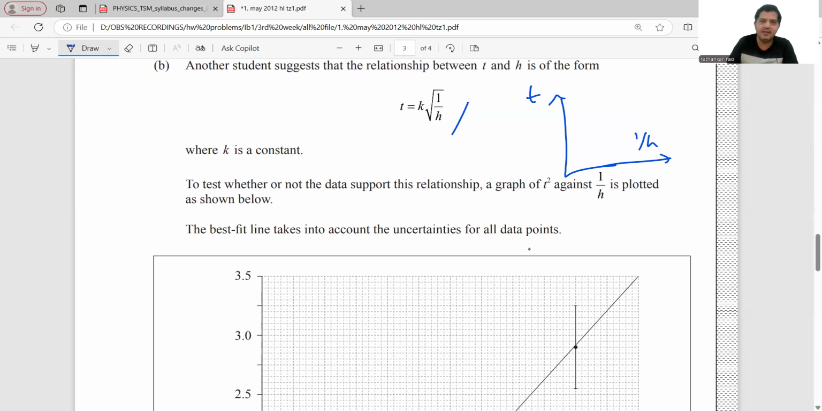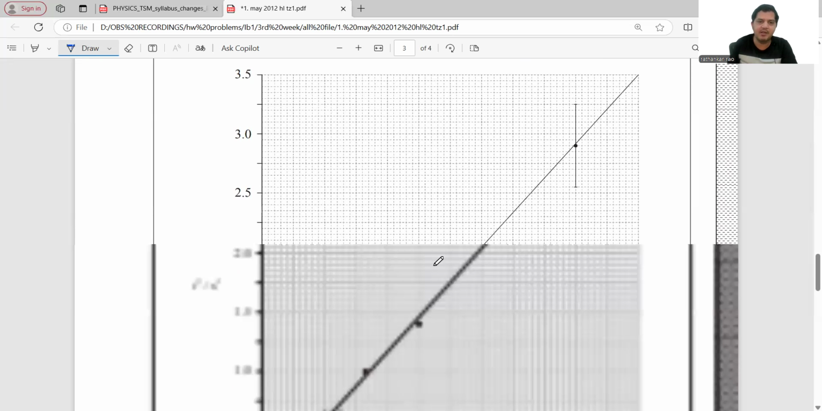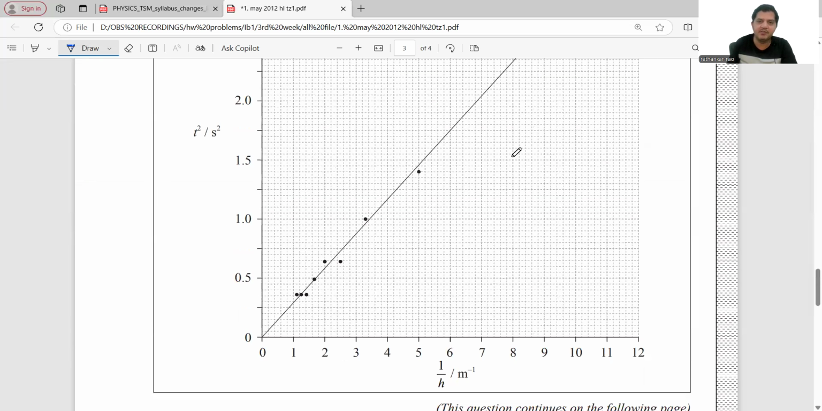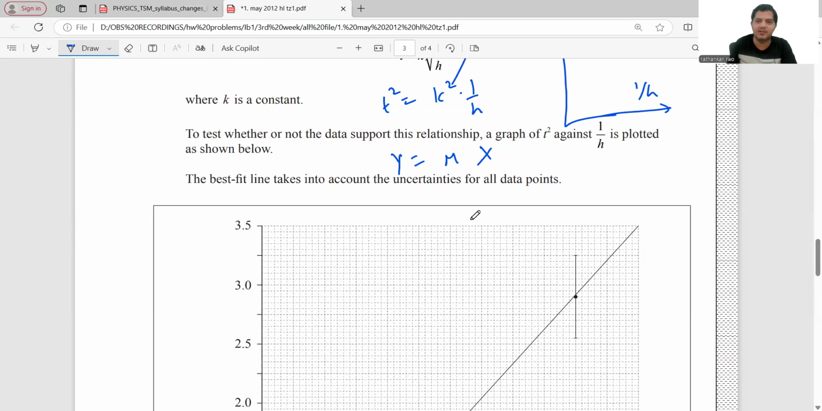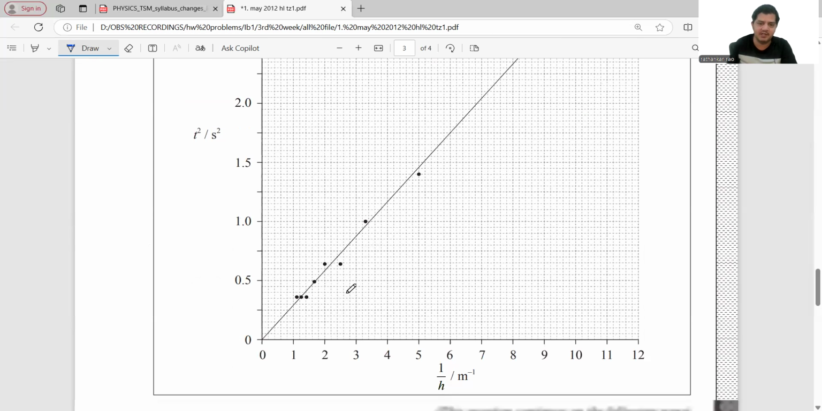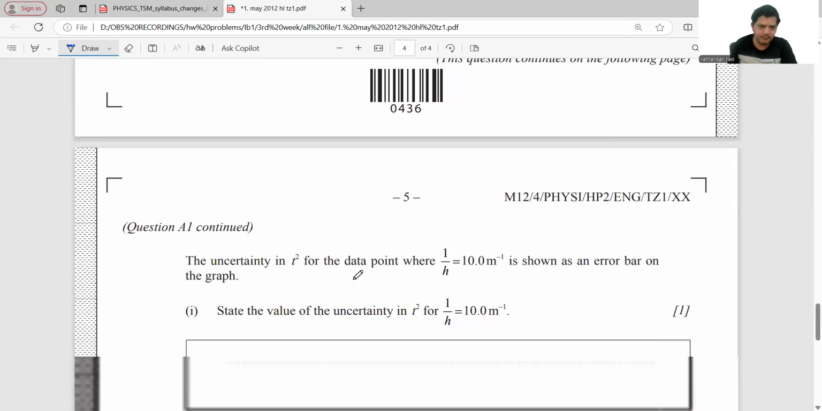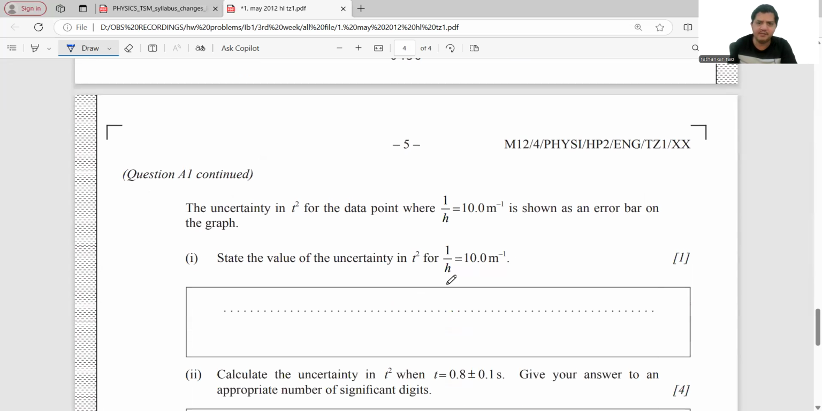So you have t is equal to k root of 1 by h. When you do t square, this will be equal to k square into 1 by h. You get it, right? He has plotted a graph of 1 by h. What is 1 by h? It is x here, k square is m here, and this is your y here. So you get an equation of y equal to mx. Now y equal to mx has no c intercept, so this should pass through the origin. So this is passing through the origin, correct? Then state the value of uncertainty in t square for 1 by h equal to 10 per meter.